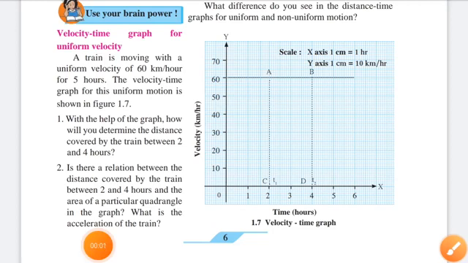Hello student, now we start velocity time graph for uniform velocity. Here we discuss a train moving with a uniform velocity of 60 km per hour for 5 hours.